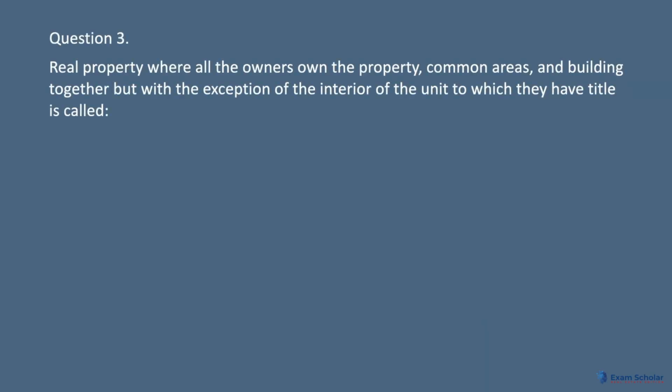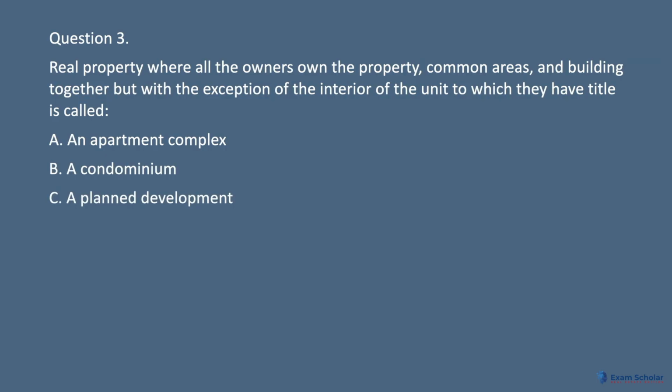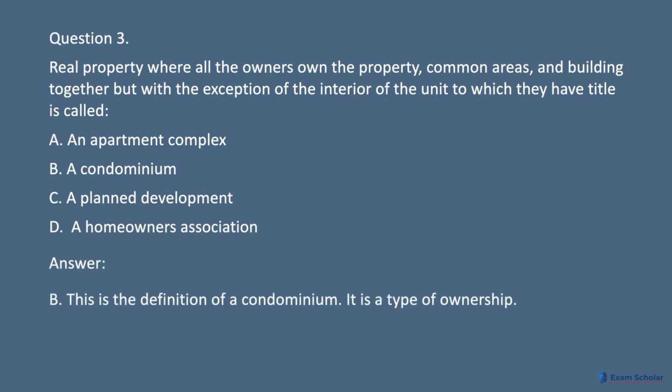Question 3. Real property where all the owners own the property, common areas, and building together but with the exception of the interior of the unit to which they have title is called A. An apartment complex. B. A condominium. C. A planned development. D. A homeowners association. Answer. B. This is the definition of a condominium. It is a type of ownership.